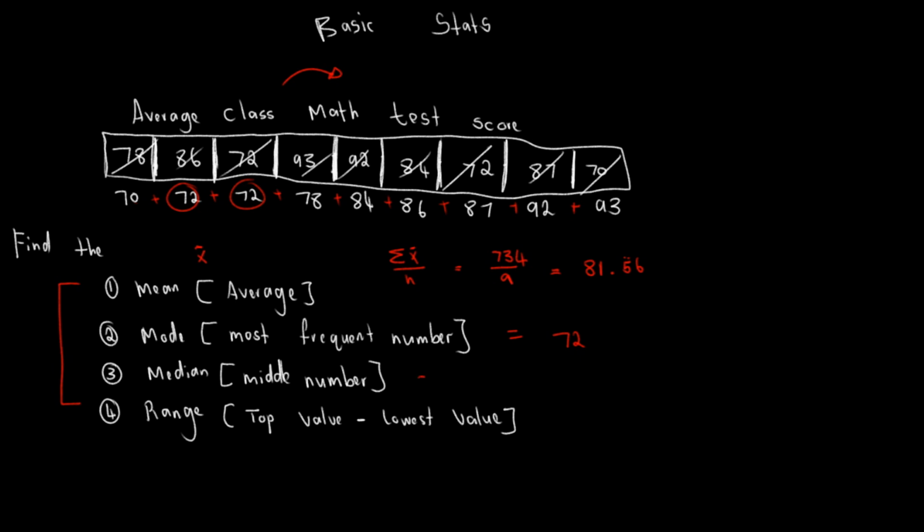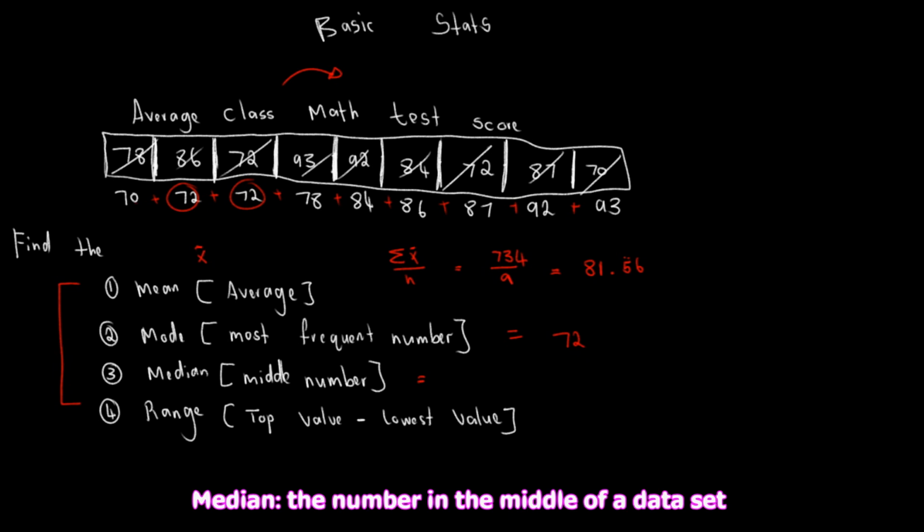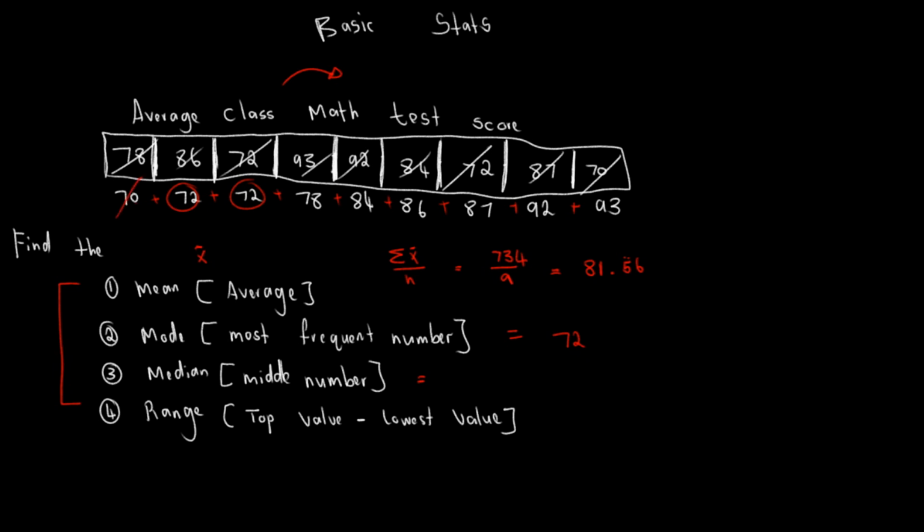Well, what about the middle number? This is where arranging your values becomes important. The median, excuse me, is the middle number. How I can find it is I can just subtract from left and right the same amount of times. That gives me the median, which is 84. Or you can say, you can add these together, so you have n plus 1 divided by 2. You can find the middle number.